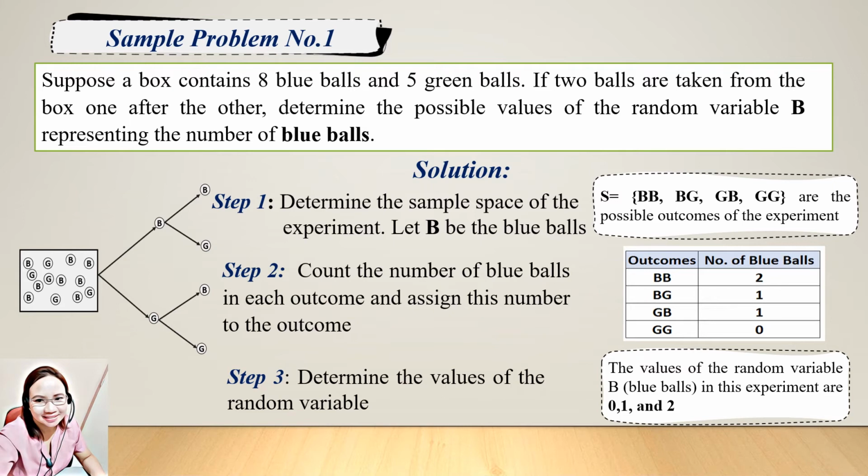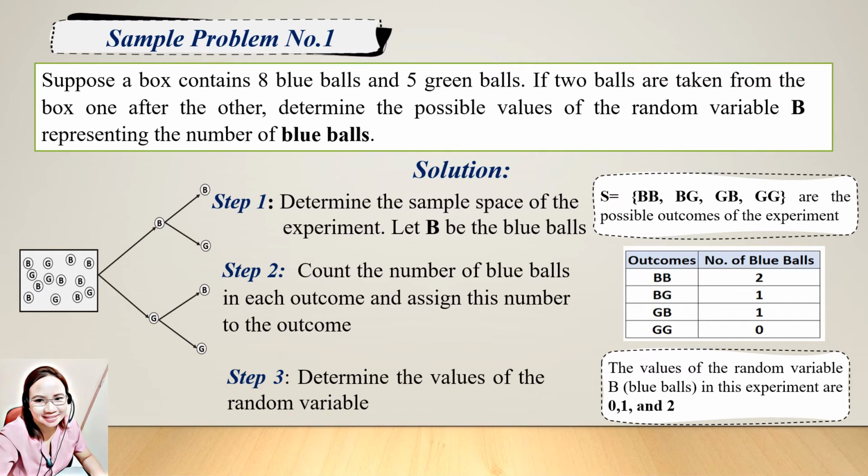Ibig sabihin, sa una at pangalawang beses na dumukot ka ng bola, parehong blue ang iyong nakuha. Ang sumunod naman na possibility is sa unang pagkuha, blue ang nakuha mo at sa pangalawa ay green. Another possibility is the green ball and the blue ball. And the last one is parehong green ang iyong nakuha. So these 4 are the possible outcomes of the experiment.